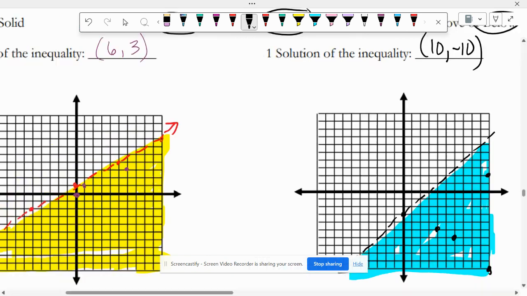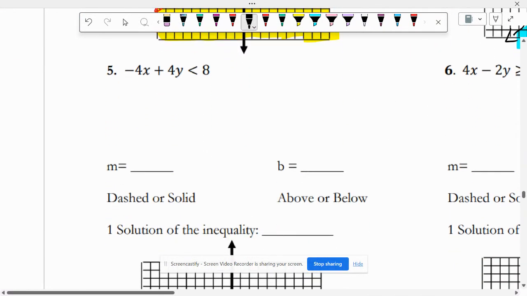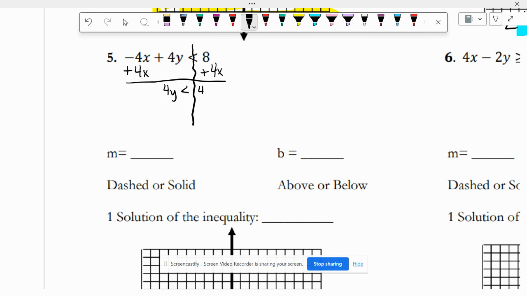Okay. Let's go to example number 5. So we really want to write this in slope-intercept form. So I have to make it look like y on all by itself. What am I going to do first? Add the 4x to both sides. So 4y is less than 4x plus 8.